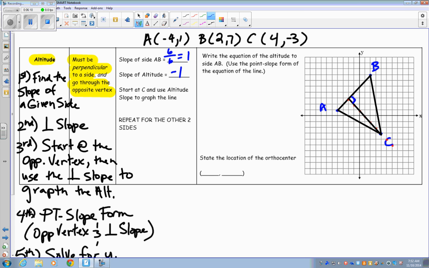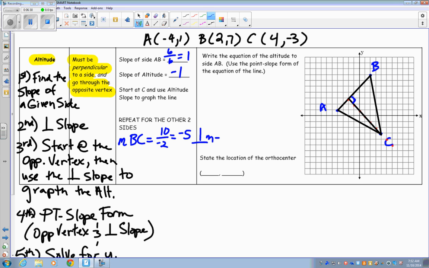So I want to start with finding the slope of the side BC. So I want to count the rise over run for the side of BC. That is actually up 10, and to the left 2. So the slope is a negative 5. But then I want the perpendicular slope, and I know I'm running out of room here.